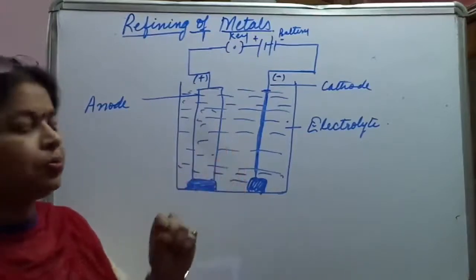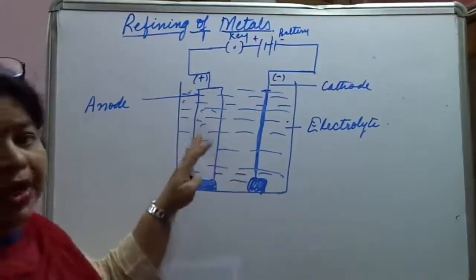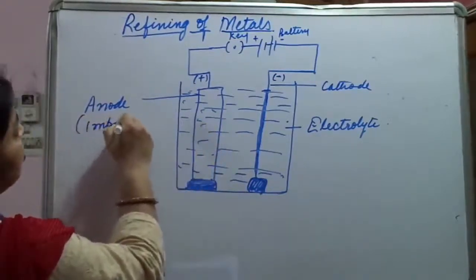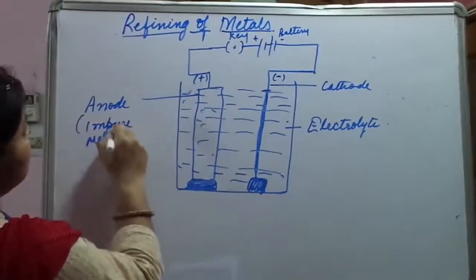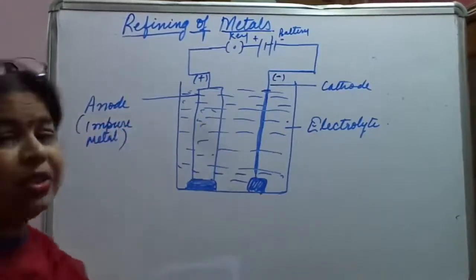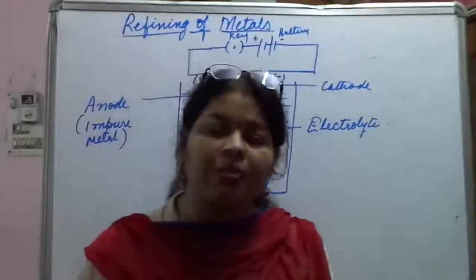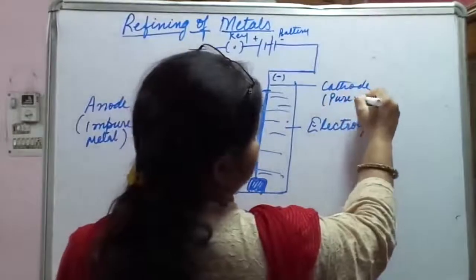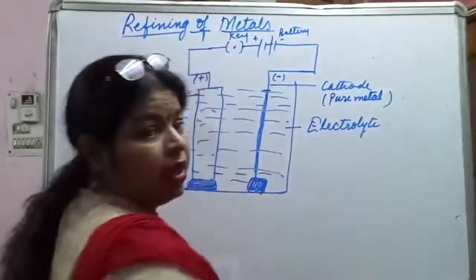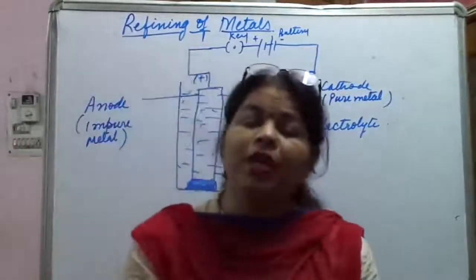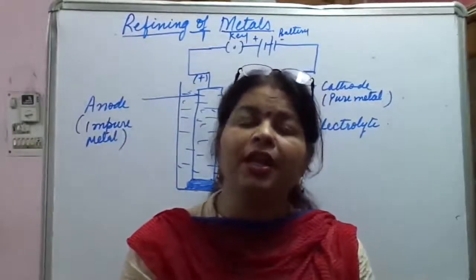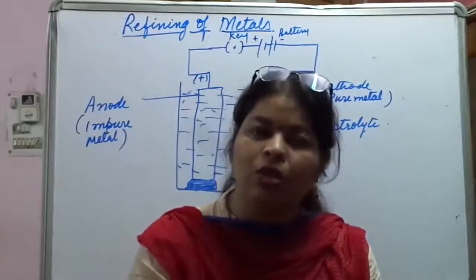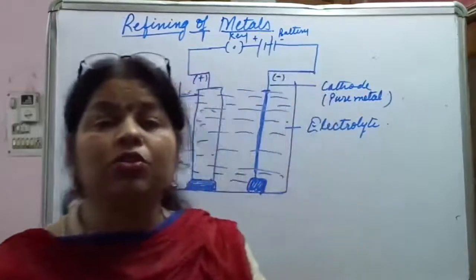So the impure metal block is always made the anode. And what is cathode? Cathode is always made up of pure metal. Clear? Now we take the aqueous solution of a highly soluble metal salt, a metal salt which is highly soluble in water. Aqueous means a solution in water.